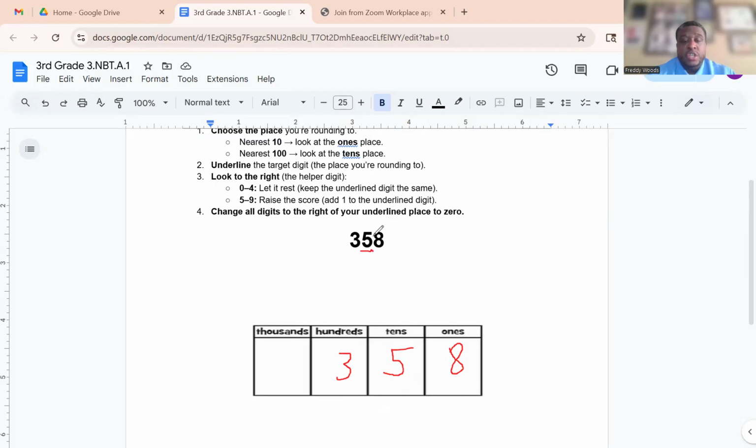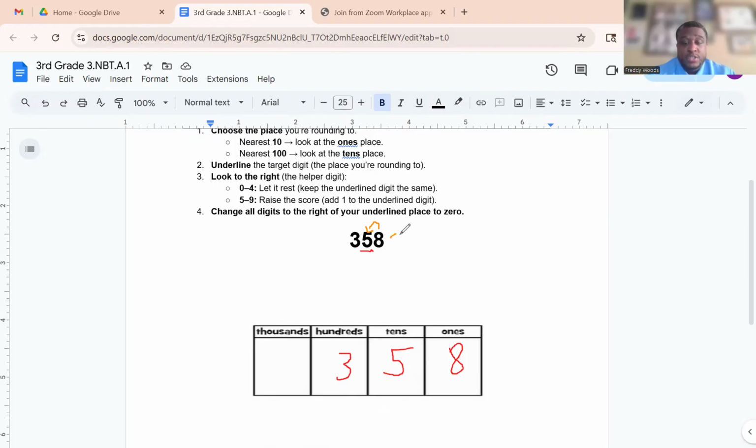Underline the target digit, that's the place we're rounding. Now, look at our helper. That's the number to the right. 8 is our helper number, right? So I'm going to draw an arrow from that number to the number that I'm rounding. That just confirms that 5 is the number I'm rounding because that's what my arrow's pointing to, and 8's the number that helps me because that's the number directly to the right of it.